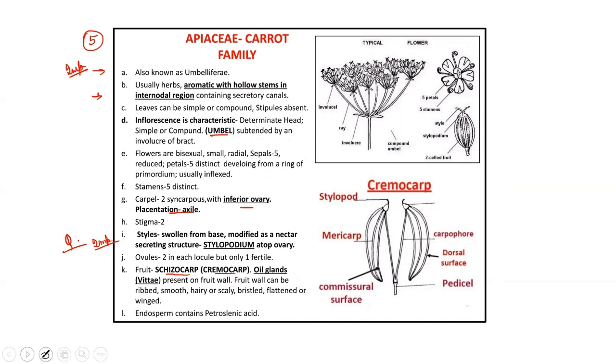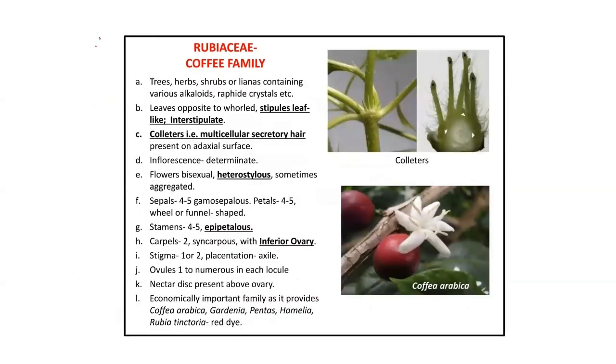Okay, so then we talk about the sixth family, and that is Rubiaceae family or the coffee family, and the common name is coffee family. The leaves, this point is important, that the leaves are opposite to whorled and stipule leaf-like, interstipulate. Okay, so this point is important. Then the colleters, that is the multicellular secretory hairs, are present on the adaxial surfaces. This is also important. Then flowers are bisexual.